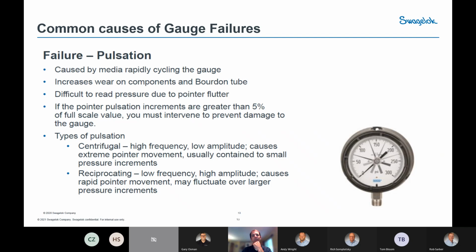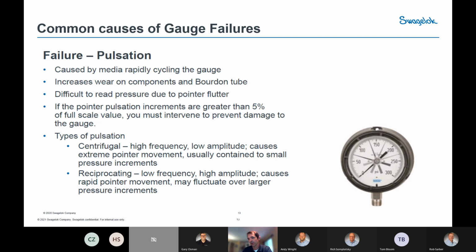So it's caused by your system media rapidly cycling the gauge, and it increases wear on the internal components and the bourdon tube. It makes it difficult to read the pressure gauge because the needle's fluttering, just like in the video you just saw. And if the pulsation increments are greater than 5% of the full scale value, you have to intervene to prevent damage to the gauge because it's ultimately going to fail.